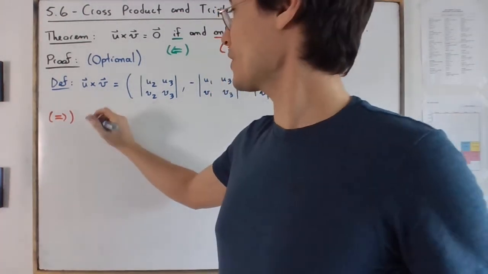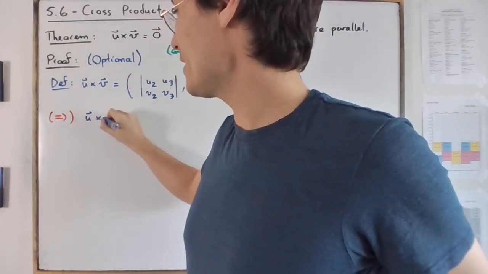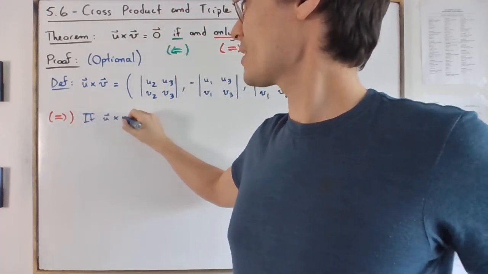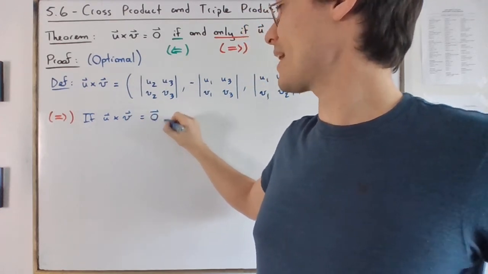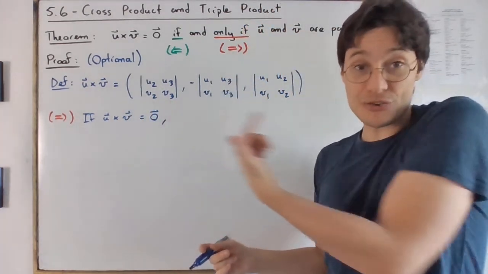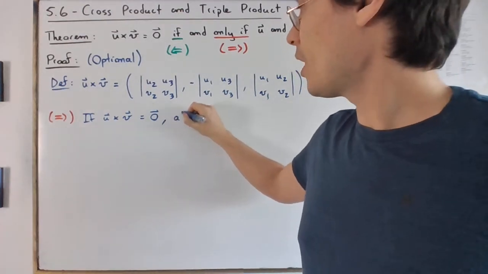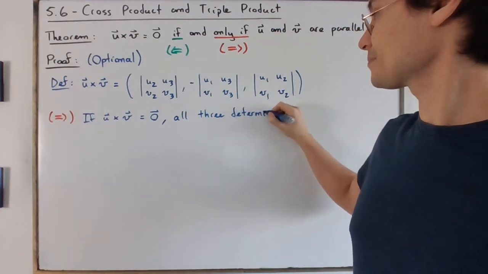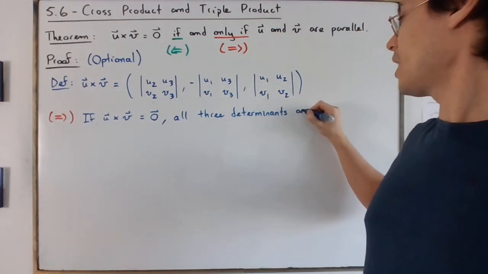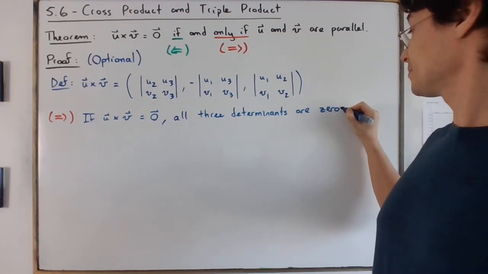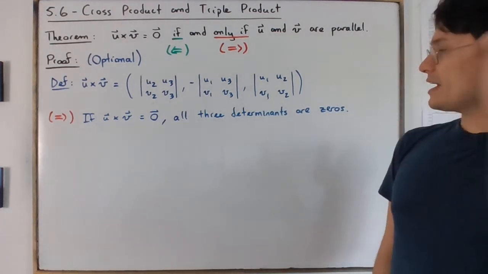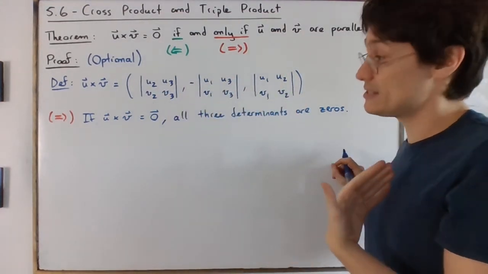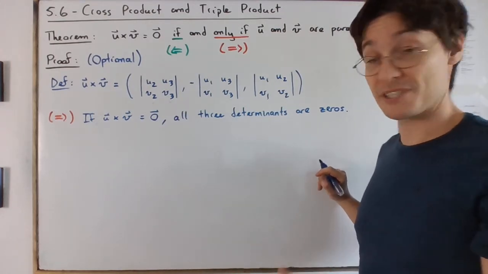If u cross v is the zero vector, it means that all three determinants are 0. And from there, what we want to do is prove that the second row must be a scalar multiple of the first.